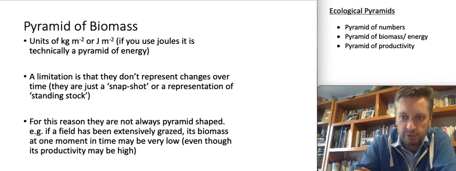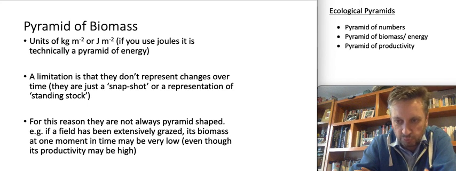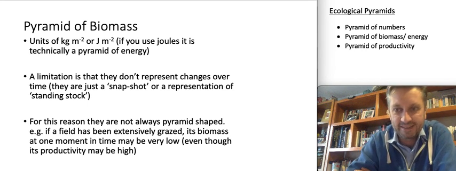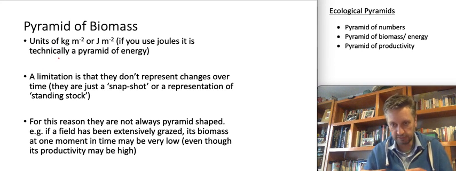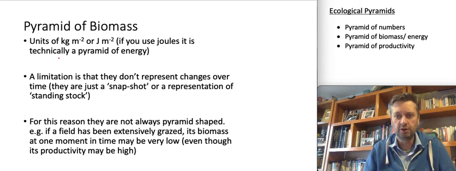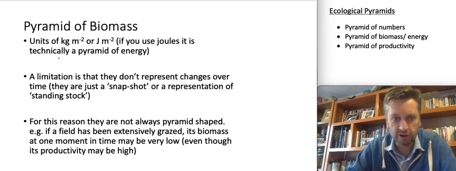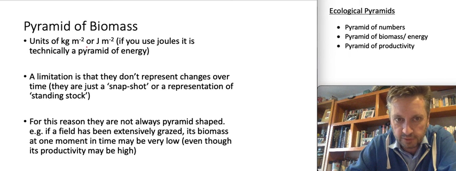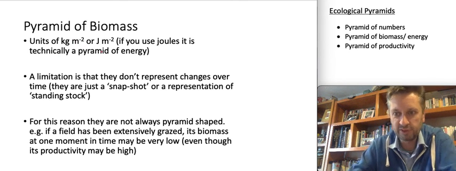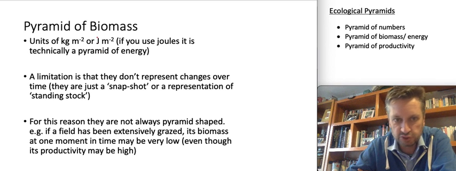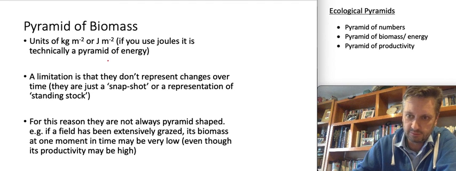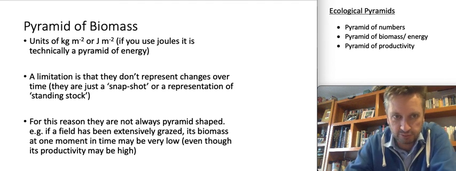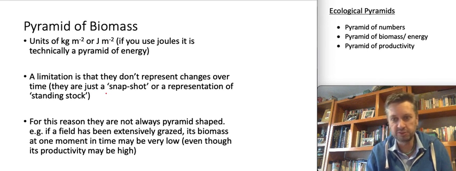Okay, so then you might think that perhaps we could produce a pyramid that's more useful, and certainly a pyramid of biomass is more useful. You would measure that in terms of kilograms per meter squared, or if you're measuring the amount of energy available within that biomass, you could measure joules per square meter of availability. Technically, measuring in joules makes it a pyramid of energy, but we can still refer to it as biomass.